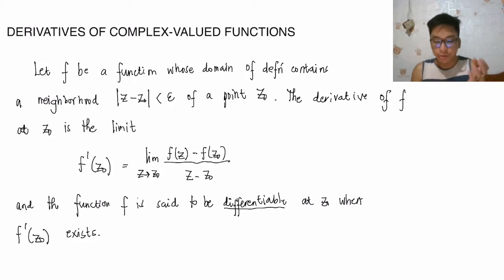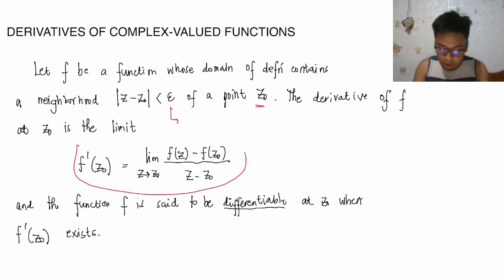So we will start now. What really is the derivative of complex valued functions? Given that you have a function f whose domain of definition contains a neighborhood of point z sub 0, meaning to say that your z sub 0 here is a complex number, and that when you take the modulus of z minus z sub 0, that's always less than epsilon. Your epsilon here is a positive number. The derivative of f at z sub 0 is the limit, this one.